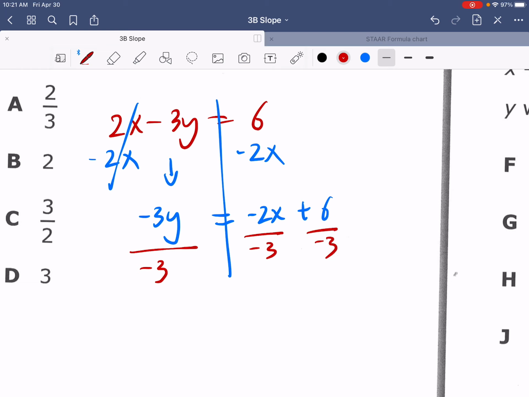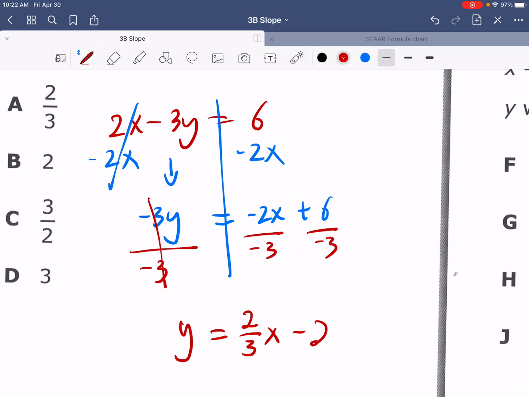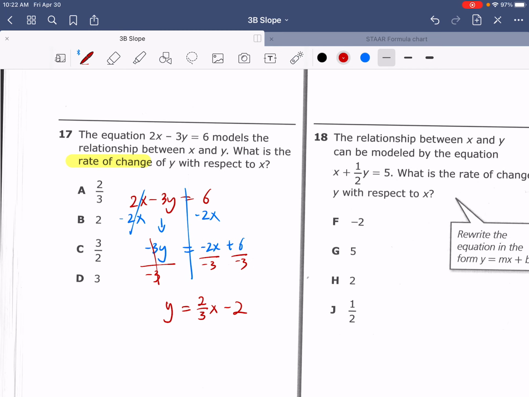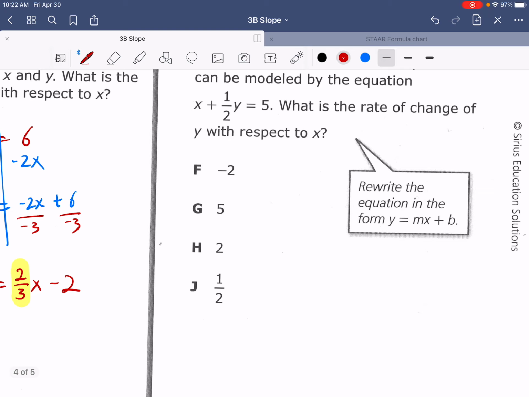Divide every single thing. So you will get y equals, be careful, negative 2 divided by negative 3. Negative divided by negative becomes positive, so it's 2 over 3 x. 6 divided by negative 3 is minus 2, which does not really matter because what we are looking for is this slope, 2 over 3, right? So try this one by yourself. Pause the video and try it by yourself.